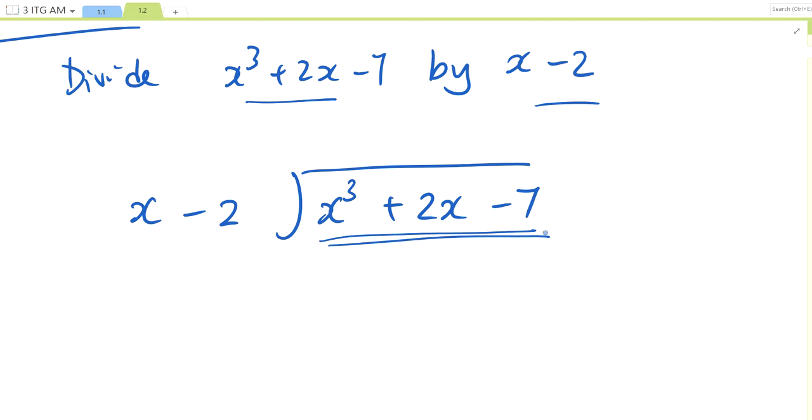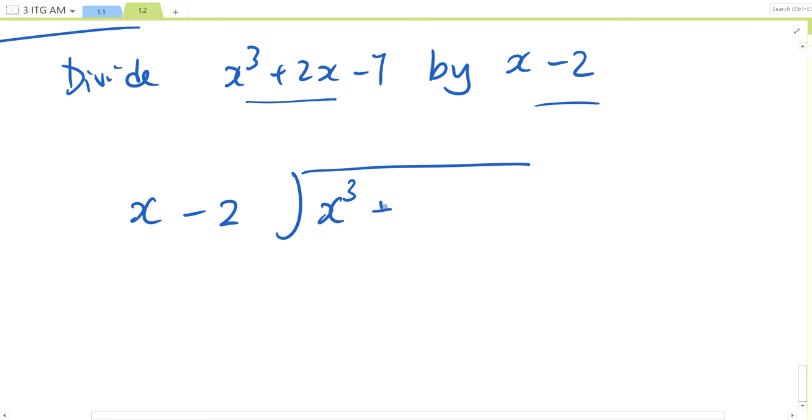What is the next highest power? No, it is actually power 2. Where is power 2? It is 0x squared. I require it to be in this form. Later I'll show you why, okay? In this question, they didn't have an x squared term, so we are going to introduce it. This x squared term is actually 0x squared because it's 0. Next we have plus 2x, then minus 7.